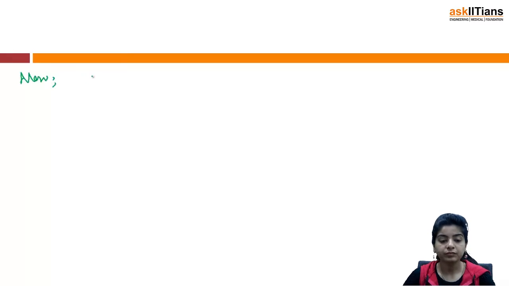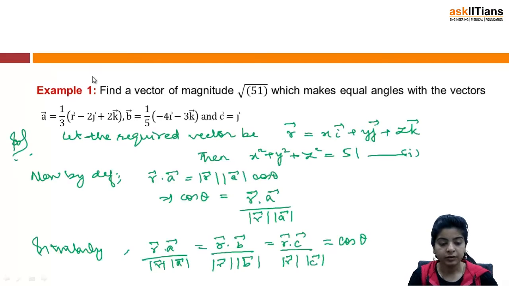Now, vector A is given to be i minus 2j plus 2k, all by 3. Vector B is 1 by 5 of minus 4i minus 3k, and vector C is j.